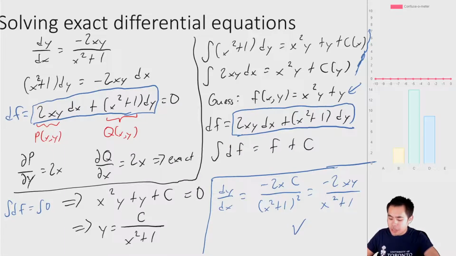And so therefore, you get f plus c is equal to 0. But f there, what we knew was x squared y plus y. And so therefore, you get y is equal to c over x squared plus 1.